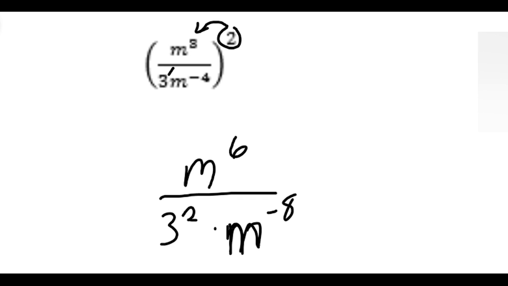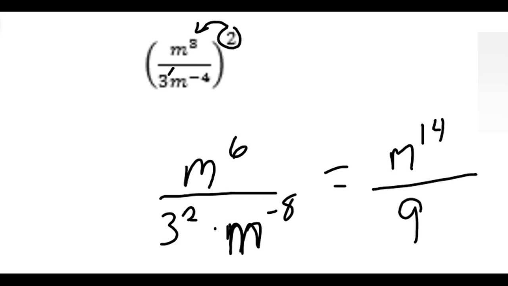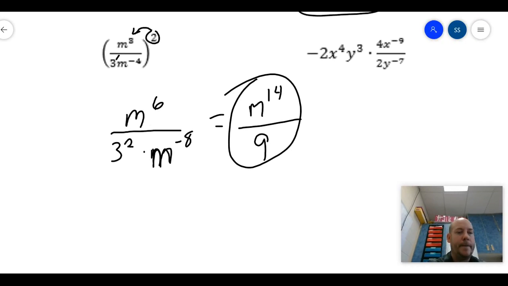Okay, now we need to start simplifying, right? Okay, so 6 minus negative 8. I'm going to deal with my m's first, right? So we're dividing, so our rule is subtract. So 6 minus negative 8 would be 14. So I've got m to the 14th. Okay, and then on the bottom, I've got 3 squared, which is 9. So I'm going to put m to the 14th on top, 9 on the bottom, like so. All right.